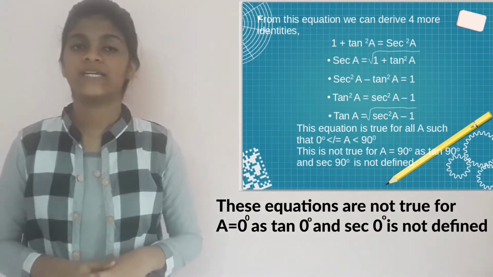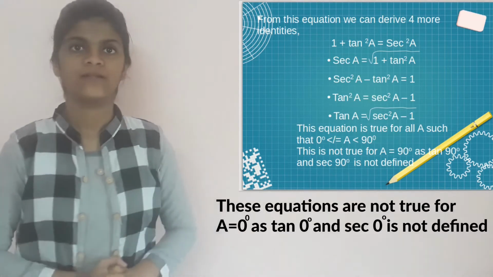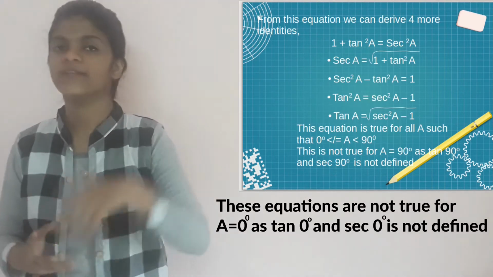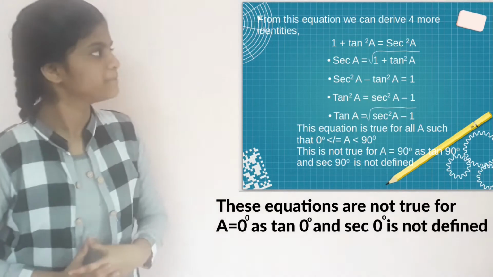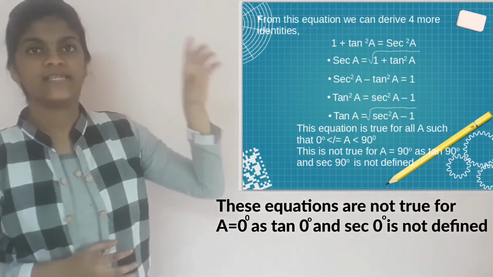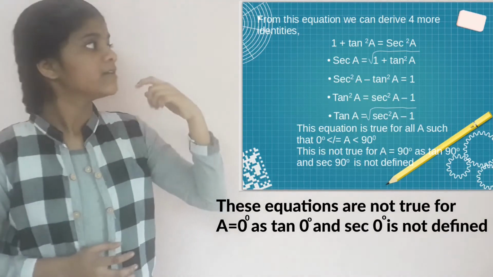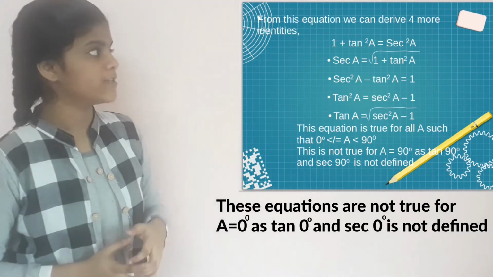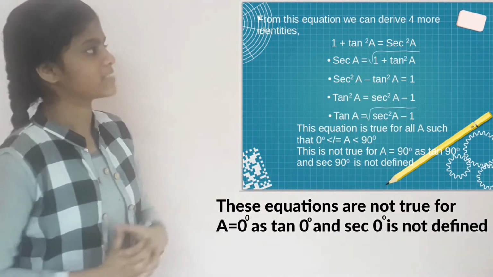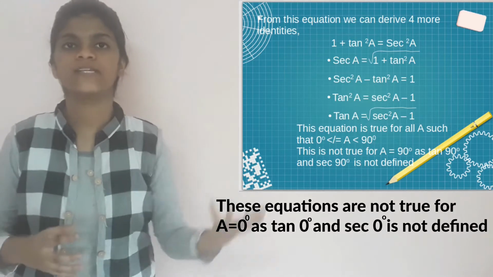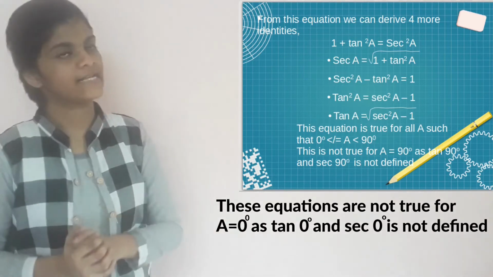Now from this, we can derive other four equations by rearranging the terms from the left hand side to the right hand side. First, let us move the square part from sec square A to the other side, and it changes to sec A is equal to root of 1 plus tan square A. Once the square is moved to the other side, it becomes root of 1 plus tan square A.